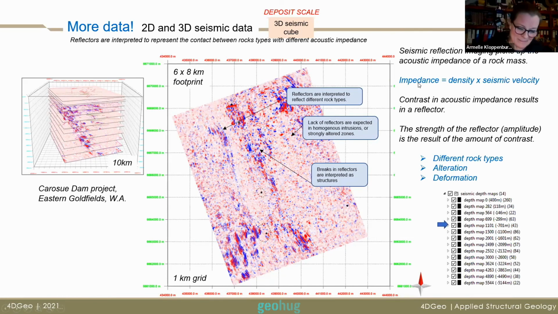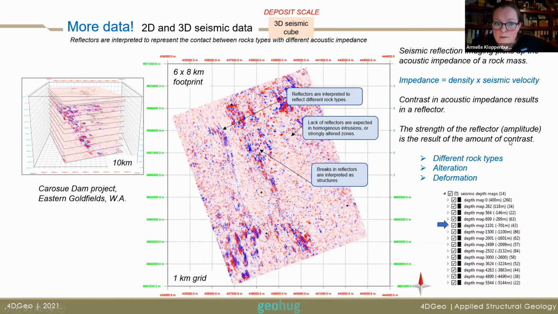Impedance being, and I'm sure that if you joined the talk this morning by the company HiSeis, which I'm afraid I had to miss, they will have told you in much more detail, the impedance is needed to give you these reflectors, and it's the product of the density and the seismic velocity of the various rock units. It's only the contrast in impedance that gives you a reflector, and the strength of that reflector is the amplitude of the seismic, if you like. It's the result of the amount of contrast.